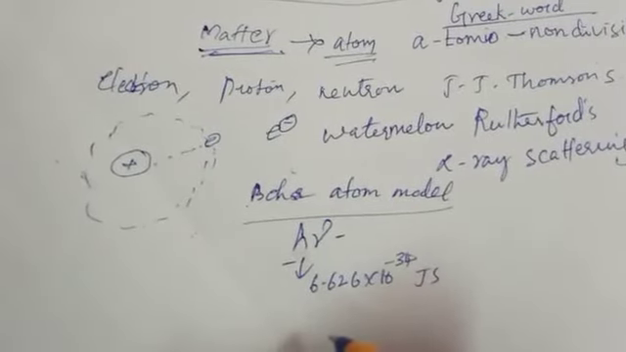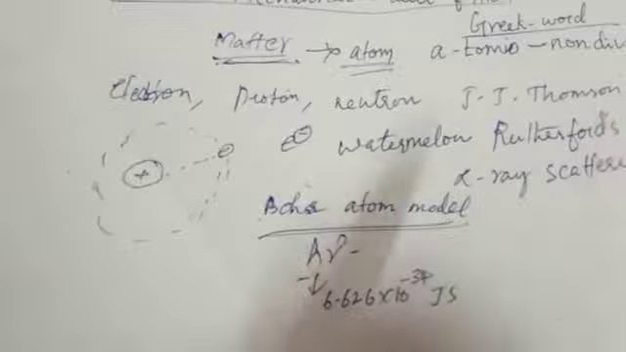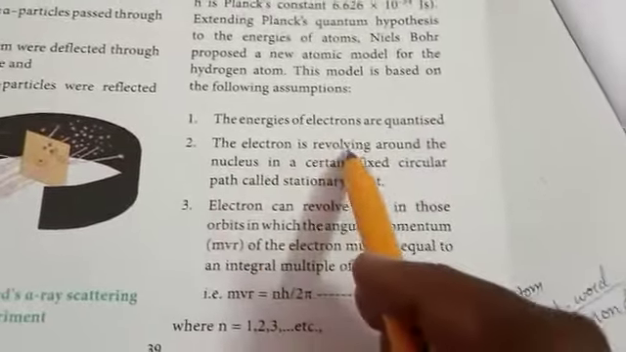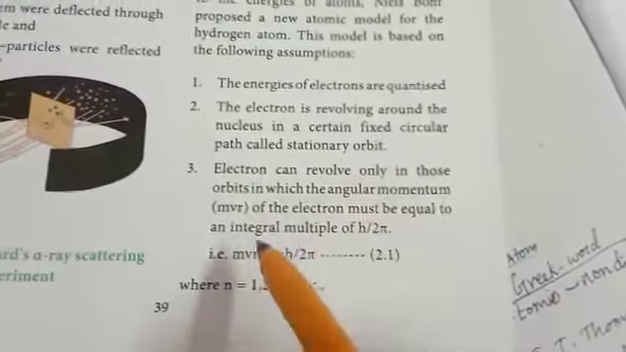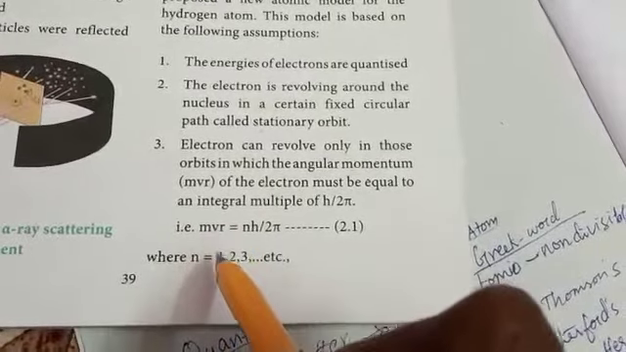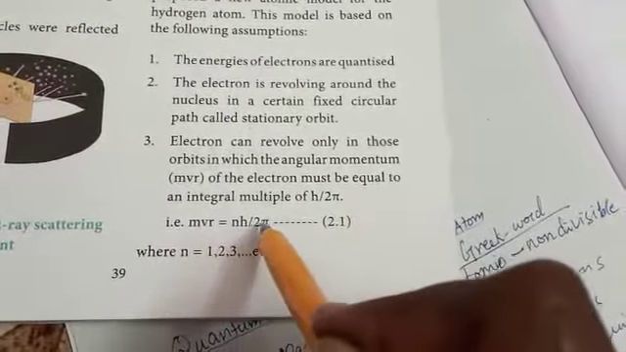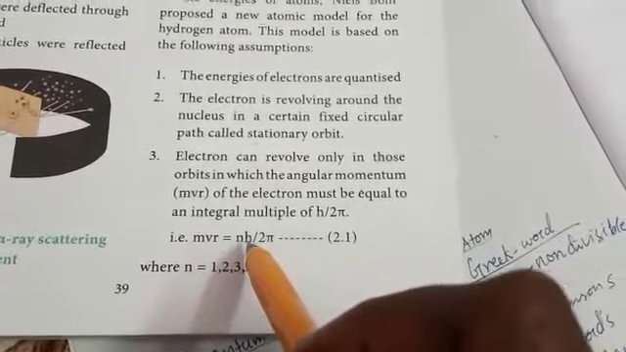Extending Planck's quantum hypothesis of energy to the atom, Niels Bohr explained the following. First point, the energy of the electron is quantized. The electron revolves around the nucleus in certain fixed circular paths called stationary orbits. The electron can move only in orbits with angular momentum mvr, where m is the mass, v is the velocity, r is the radius, equal to nh by 2 pi. n is the orbit number, n equal to 1, 2, 3. h is the Planck constant, 6.626 times 10 to the power minus 34 joule second.